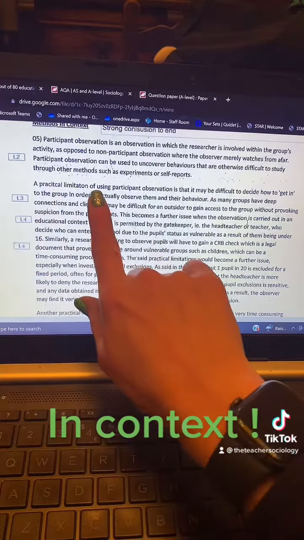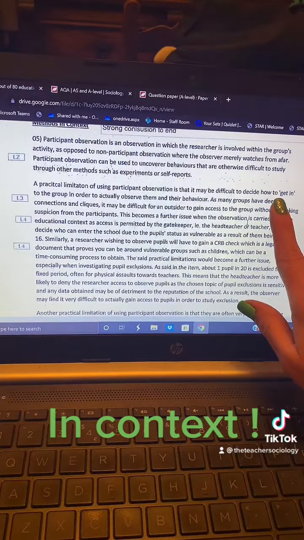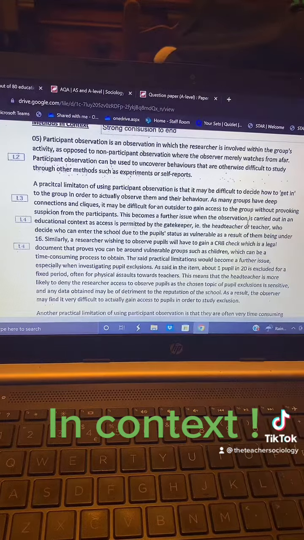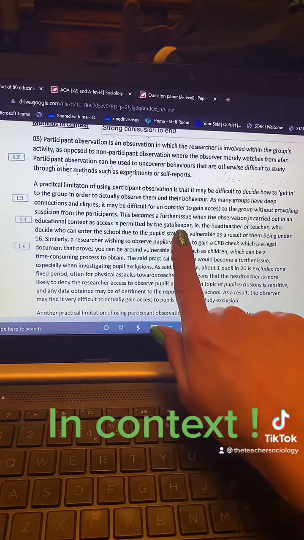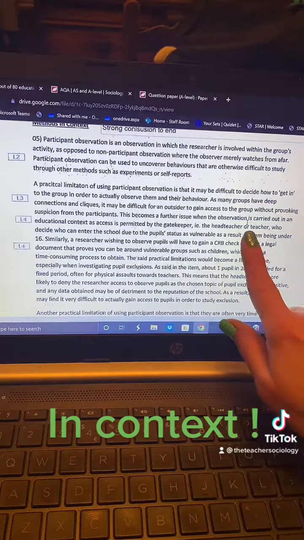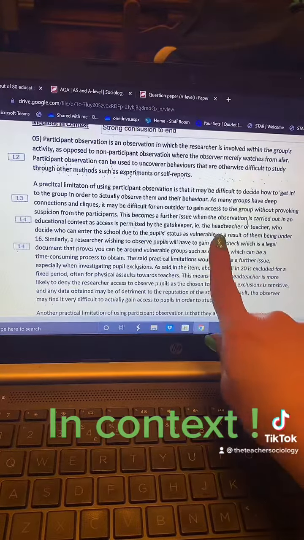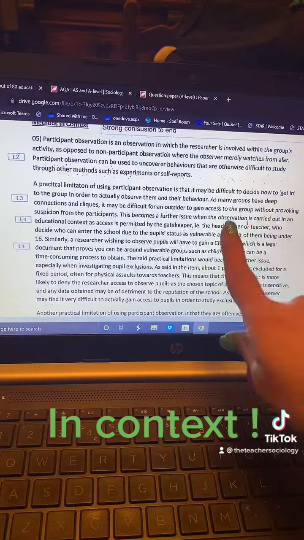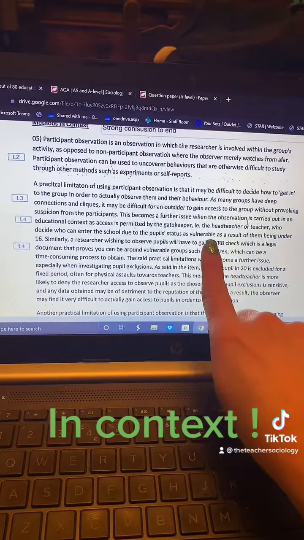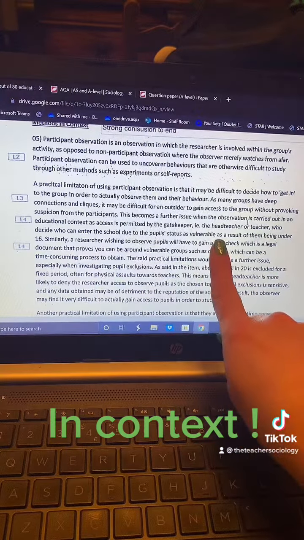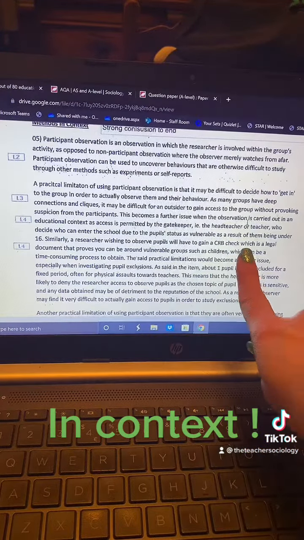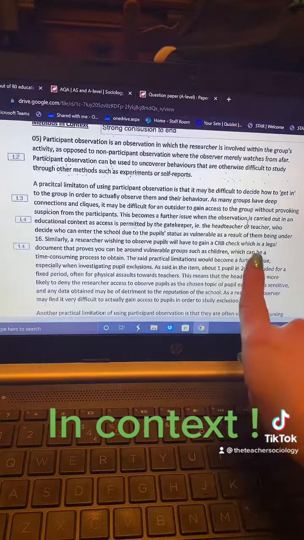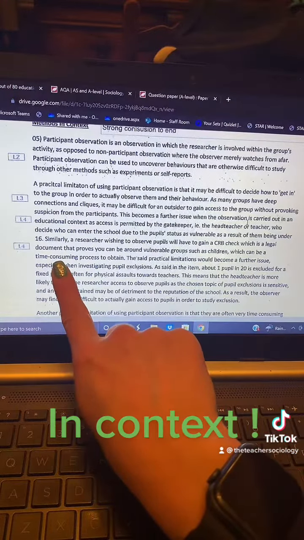So one practical limitation is that it could be problematic getting in. So that's one issue of using observation. And she starts to apply it to the educational context because you need to get past the gatekeeper. That's the head teacher. And why? Okay, so she explains it and she gives a characteristic of why this might be problematic. Because students being under 16 are vulnerable. You also, if you need to observe them, need to have a CRB check because of these vulnerable groups. She does link in another practical problem there.